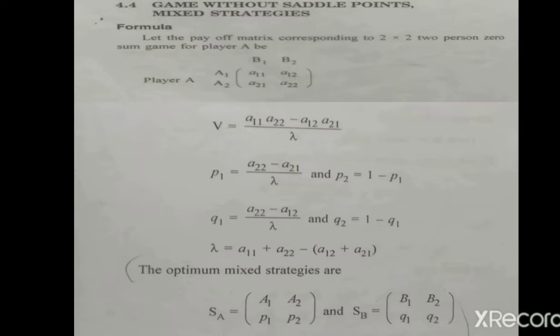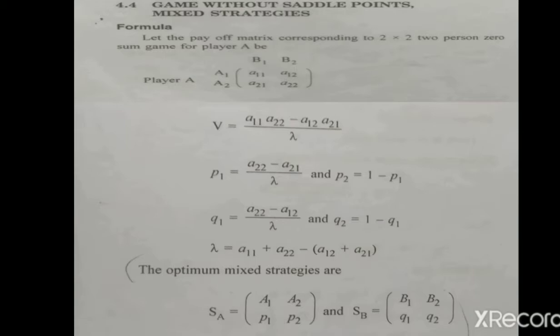Next are the optimum mixed strategies. Suppose in the question we are asked for the optimum mixed strategy, you have to write like this. S_A is equal to A1, A2, that is player A's A1, A2 will be as it is. Here we have to write the values of P1, P2, which you calculate in the problem. Suppose P1 value is 1 by 2 and P2 is also 1 by 2, then your optimum mixed strategy S_A is equal to A1, A2, 1 by 2, 1 by 2. Similarly, you have to write S_B, B1, B2, Q1, Q2.